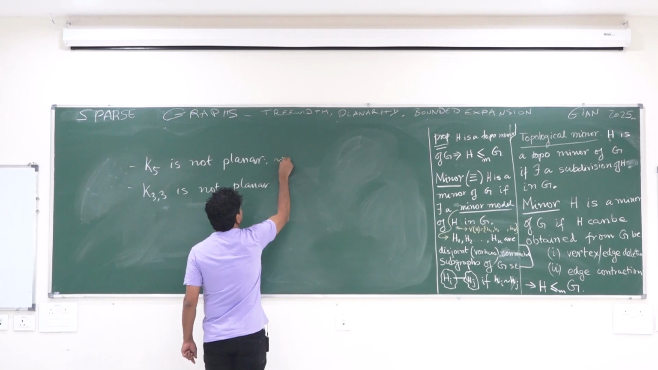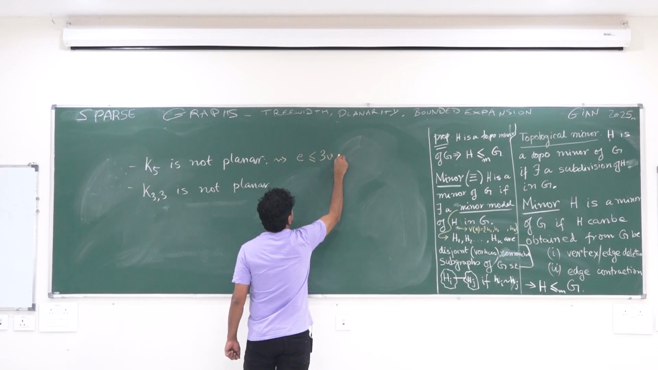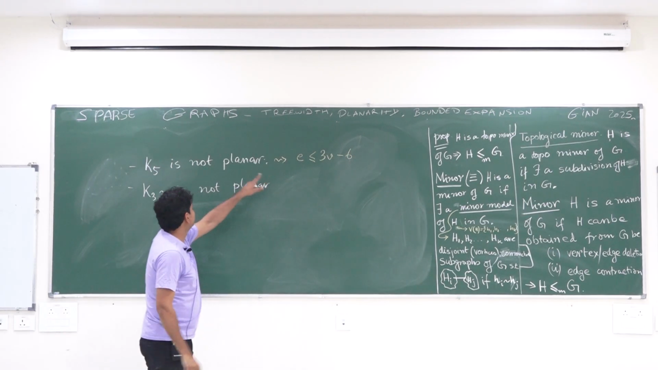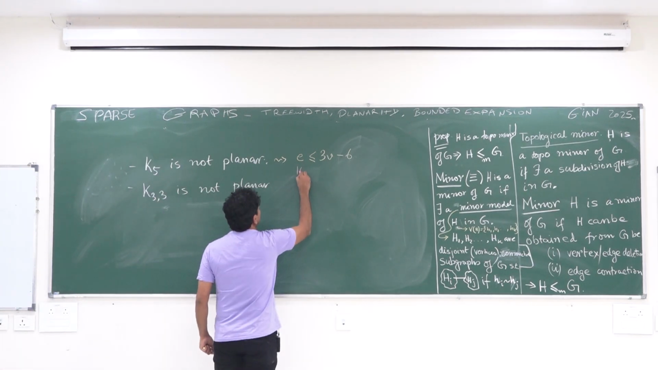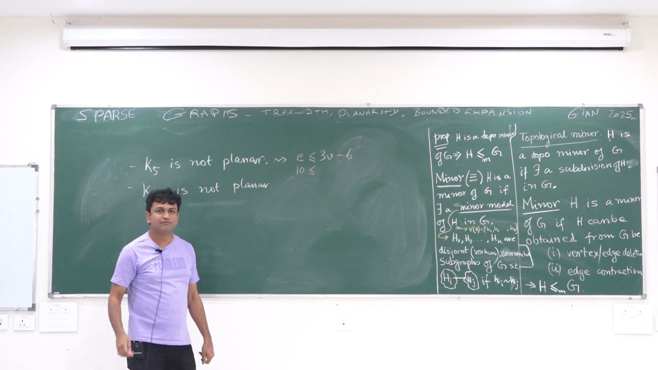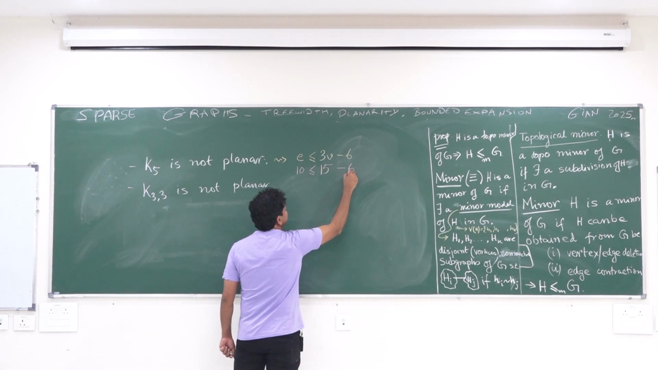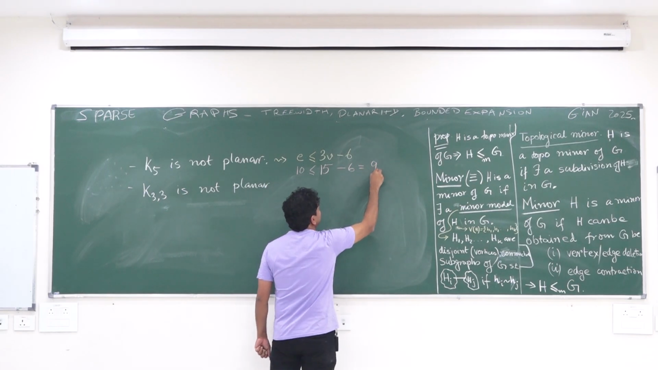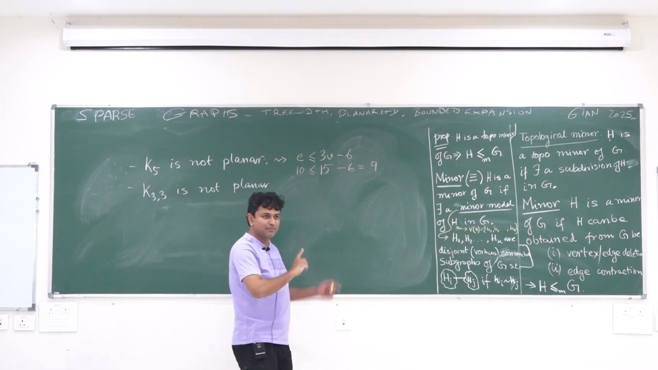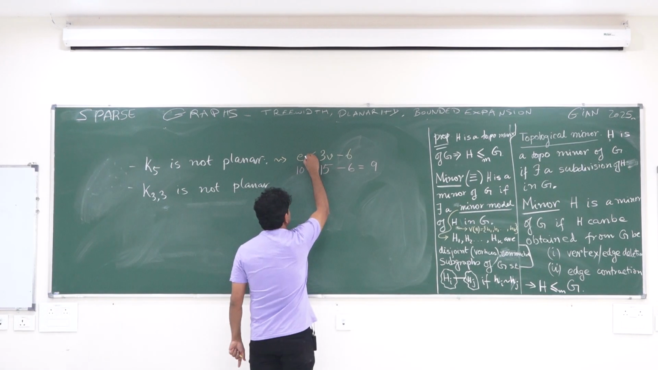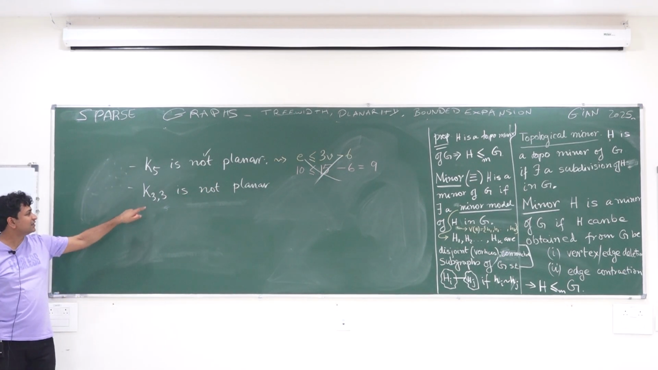This is because there was something like E ≤ 3V − 6. How many edges does K5 have? 10, right? And how many vertices? 5. So it is 15 minus 6, which is 9. So 10 ≤ 9 doesn't work. For any planar graph we have this formula, so it doesn't work, and this is true. K5 is not planar. How about this one?